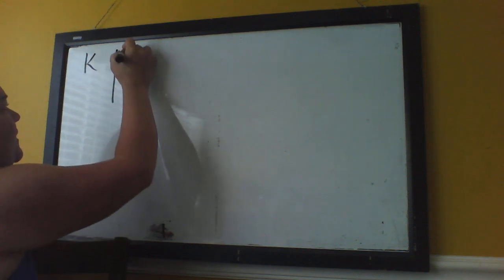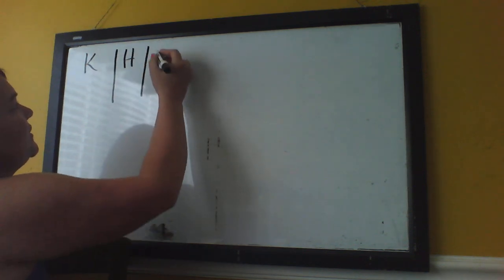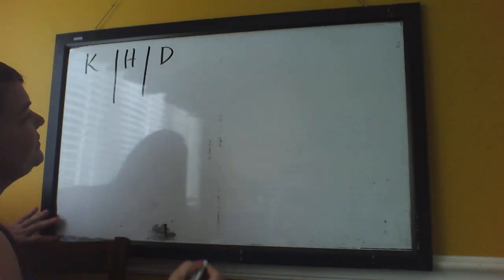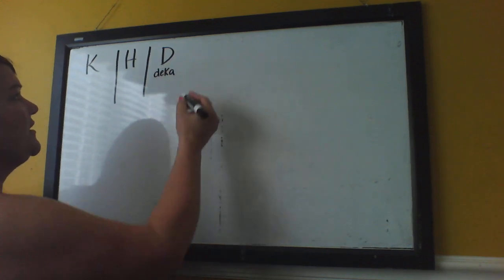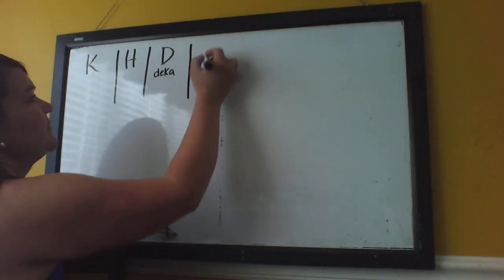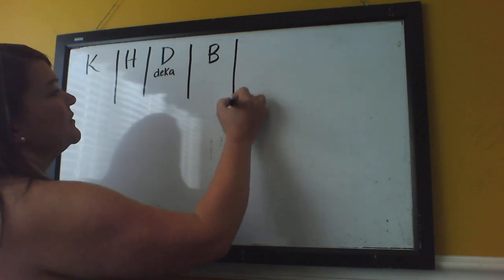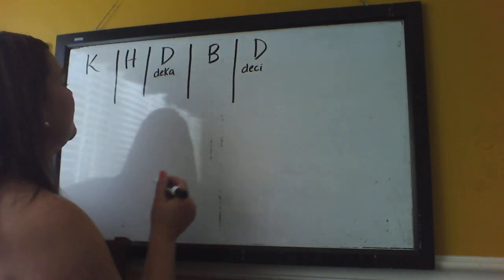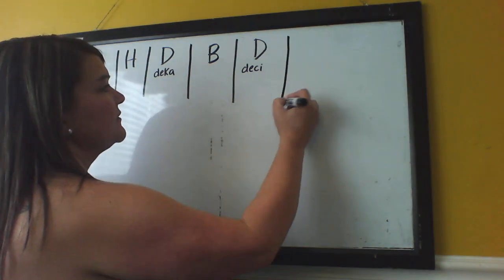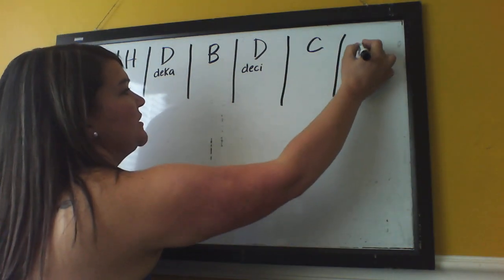Okay? So if I remember King Henry died by drinking chocolate milk, all I need to do is write the letters. King, so K, Henry, H, died would be deca, and I might want to write deca since I have two that start with a D. King Henry died by drinking, and this is our other D, so I'm going to write deci. King Henry died by drinking chocolate milk.